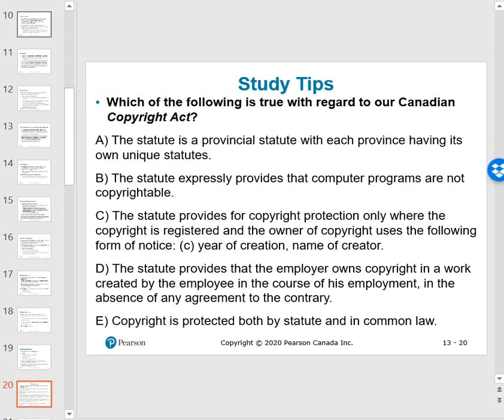This is just about the board. So question for you about copyright.